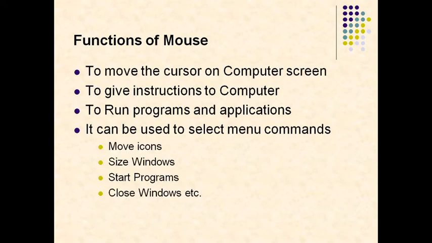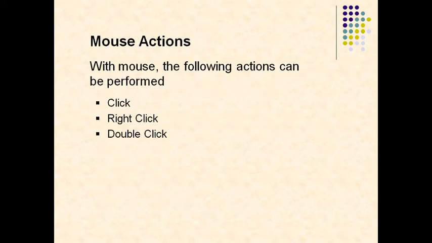This slide is discussing the mouse actions. With the mouse, the following actions can be performed: click, right click, double click, drag and drop. Click means when you click on the left button, it is a click. When you click on the right button, it is a right click. When you click twice on the left button, it is double clicking.